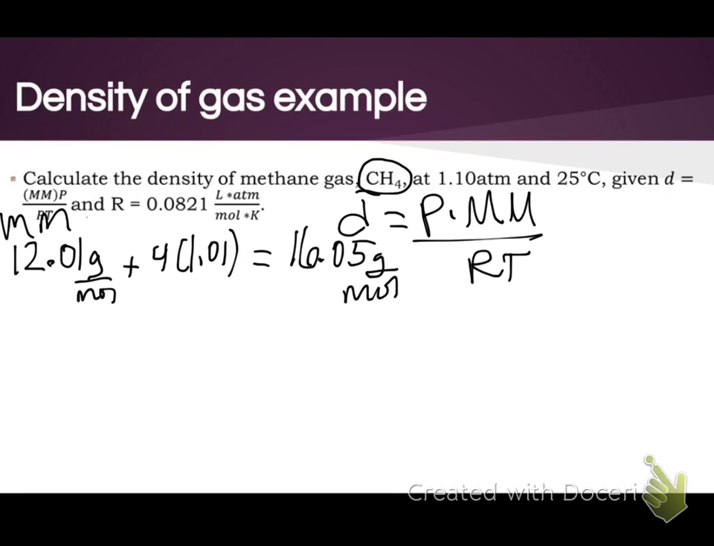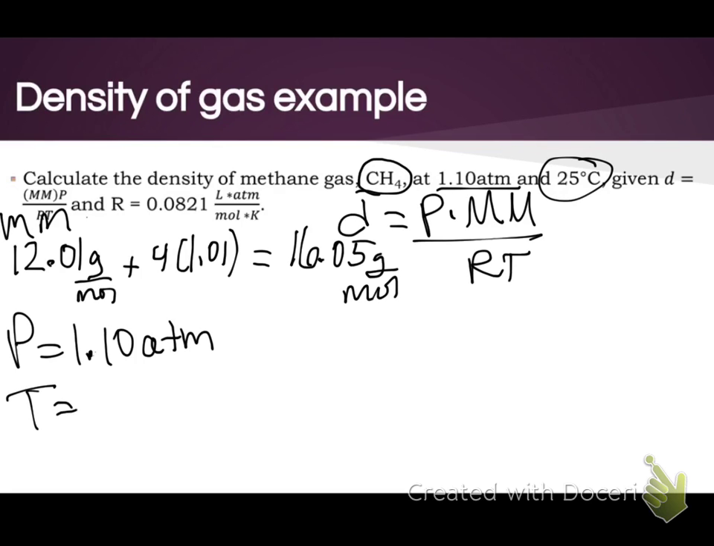So now I know what the molar mass is. And then, let's see, at 1.10 atmospheres, so that's my pressure. No, not 110, 1.10 atmospheres, that's very different. And 25 Celsius, so that's temperature. Again, the very first thing we're going to do with this temperature is to convert it by adding 273. So we find out that the temperature is 298 Kelvin. And they give us the R right there. So all we got to do is plug it in.